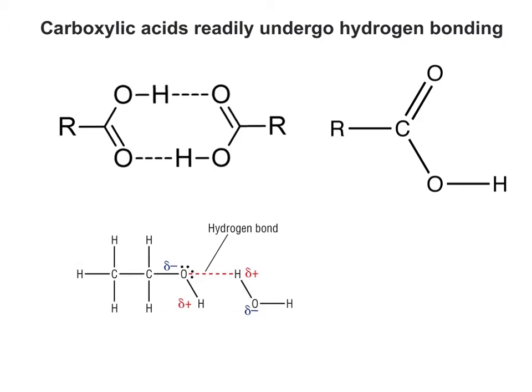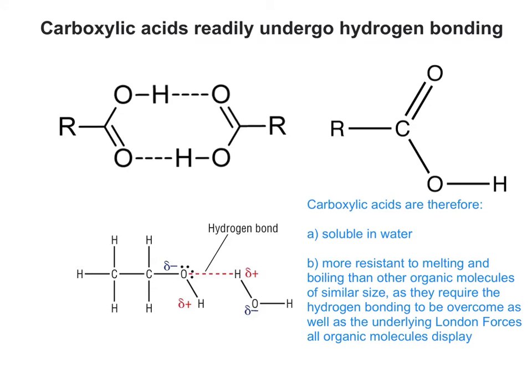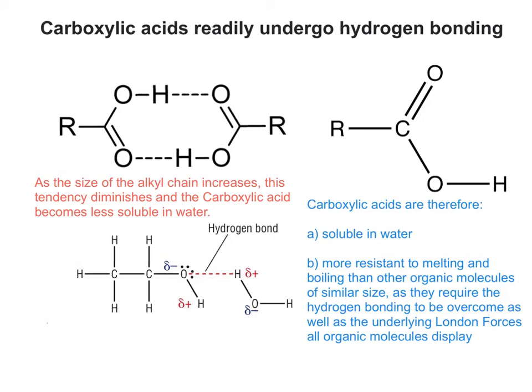As you'd expect, carboxylic acids readily undergo hydrogen bonding, and this gives them certain properties. So, as you'd expect, they're soluble in water, and they're also more resistant to melting and boiling compared to other organic molecules of similar size. So it's the London forces and the hydrogen bonding that have to be overcome when you're melting or boiling carboxylic acids. However, as the size of the alkyl chain, in this case the R group, gets bigger, this tendency diminishes and the influence of the hydrogen bonding starts to become replaced by the influence of the London forces, so they generally become less soluble in water.